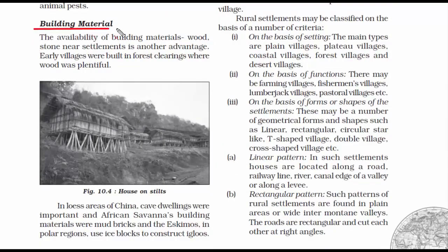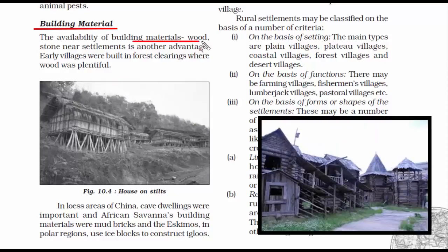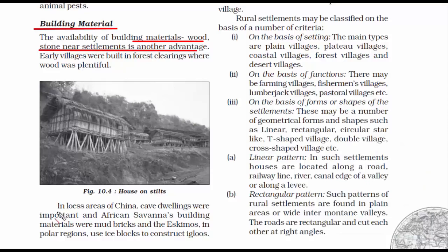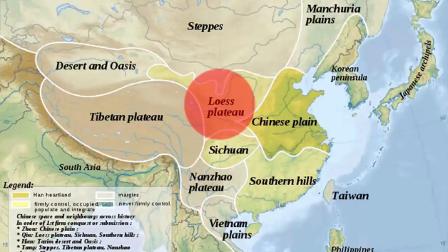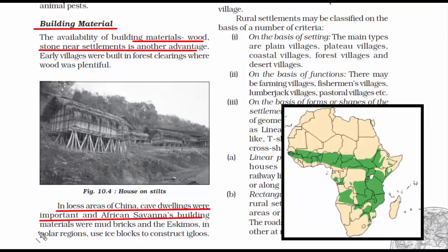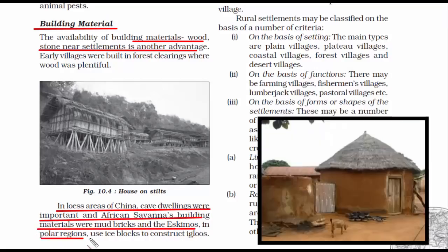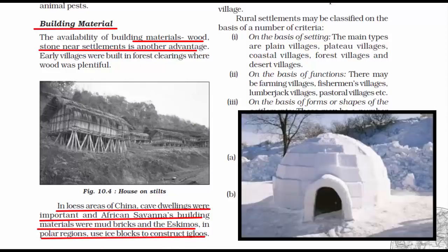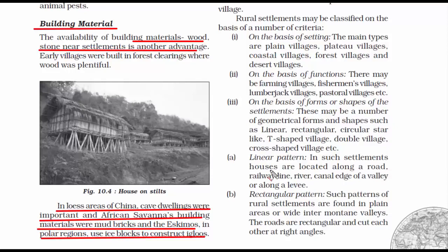The fourth one is building material. Early villages were built with wood from the forest. Therefore, the availability of building materials near the settlement area is an advantage. If you see the Loess Plateau in China, you'll find human beings living in caves. They're called cave dwellers. The rocks of this plateau serve as a natural shelter to the people of North China. Then the people living in the African savanna, the grasslands of Africa, use mud bricks as building materials. In the polar region, Eskimos use ice blocks to construct igloos. Therefore, the availability of building materials near the settlement area is an advantage.